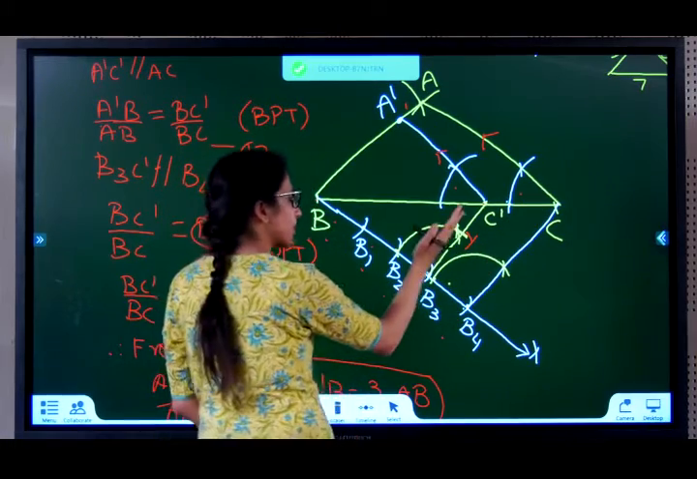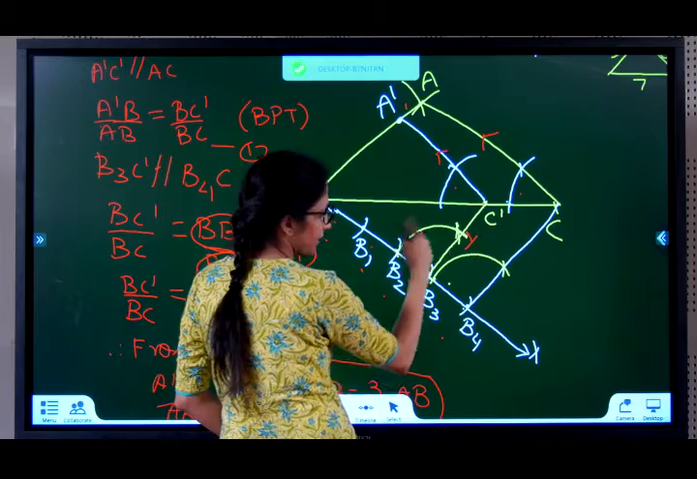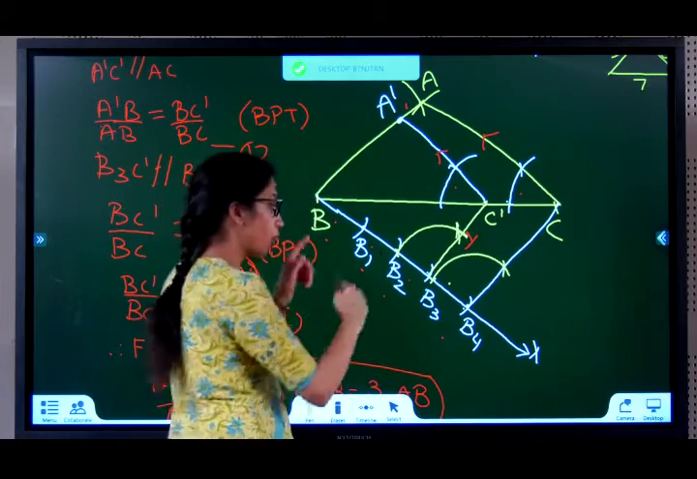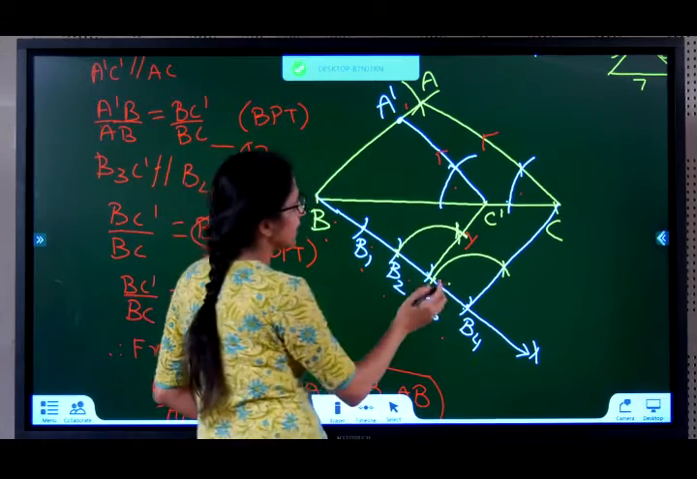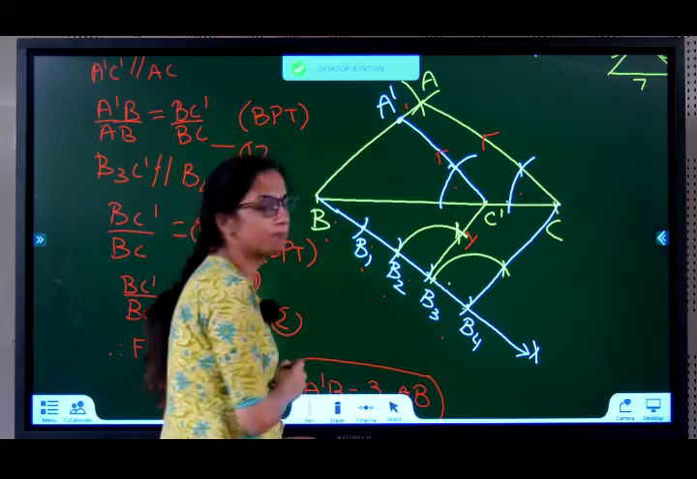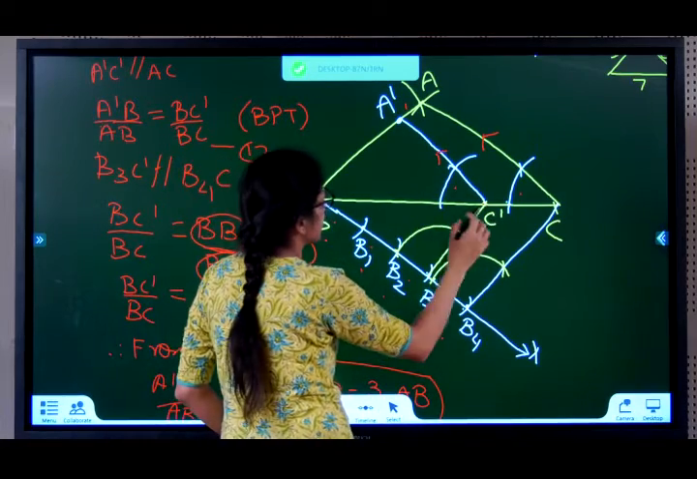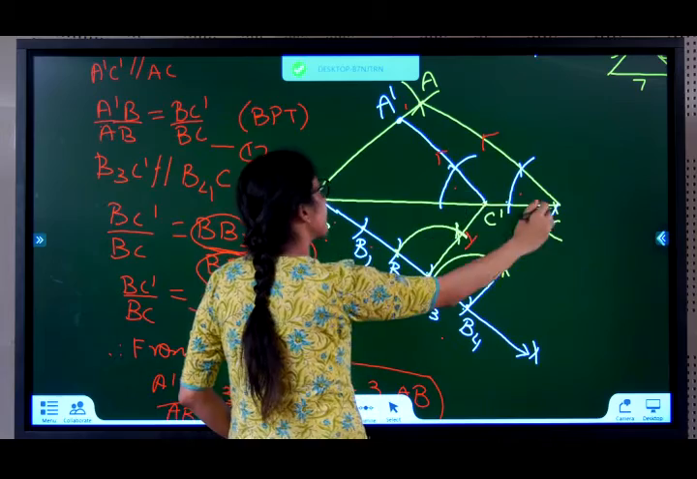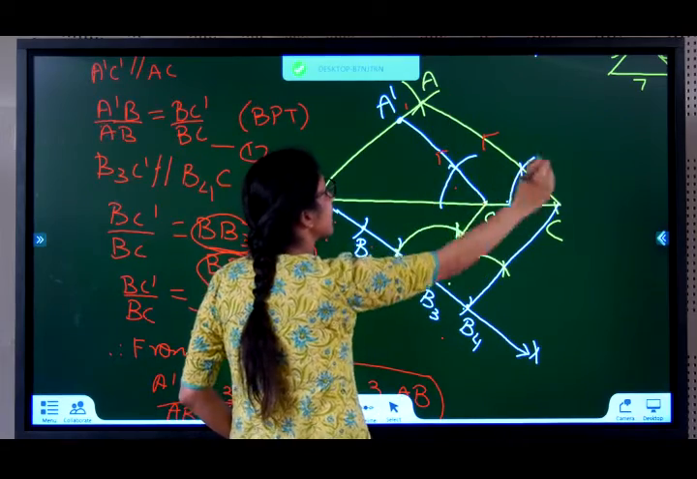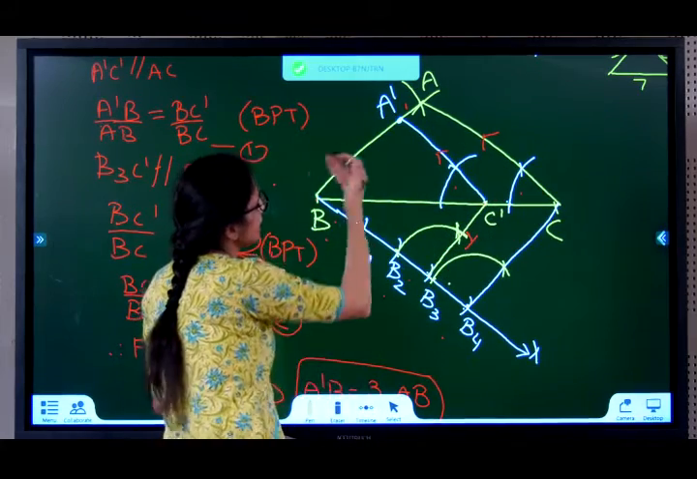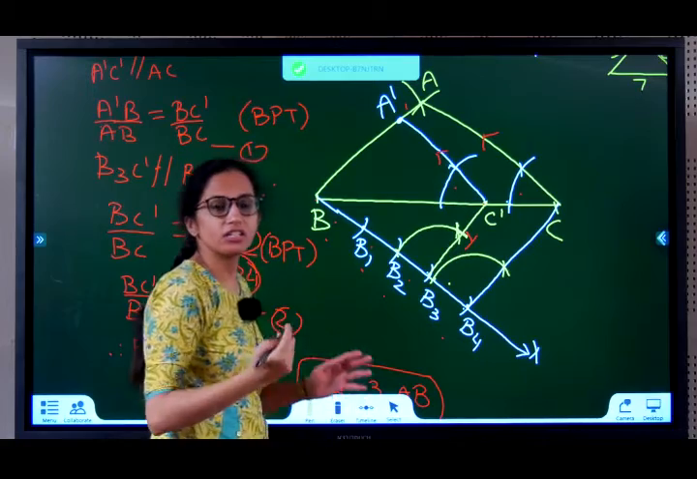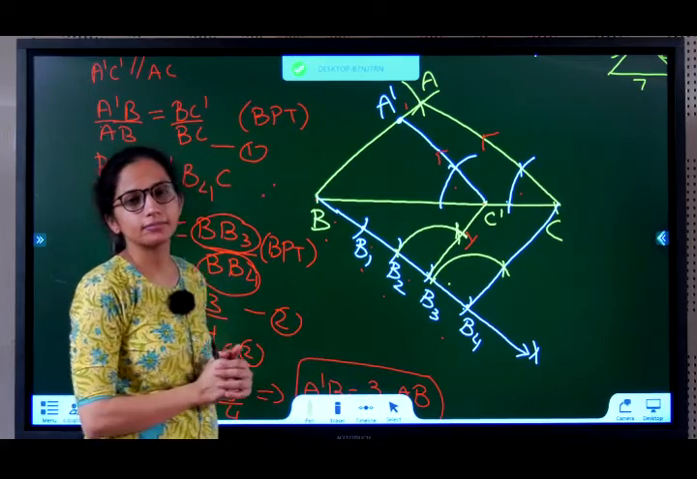Next, what did we do? We constructed this parallel to this, right? By constructing the same angle. You don't have to say how you got it as parallel. Just say, now construct B3C dash parallel to B4C. C dash lies on BC. Now construct A dash C dash parallel to AC. A dash B C dash is the new required triangle.